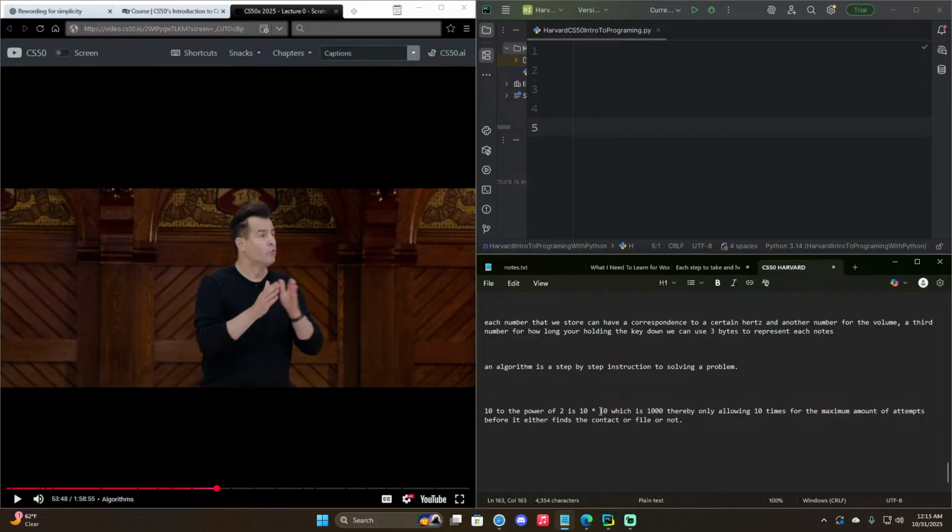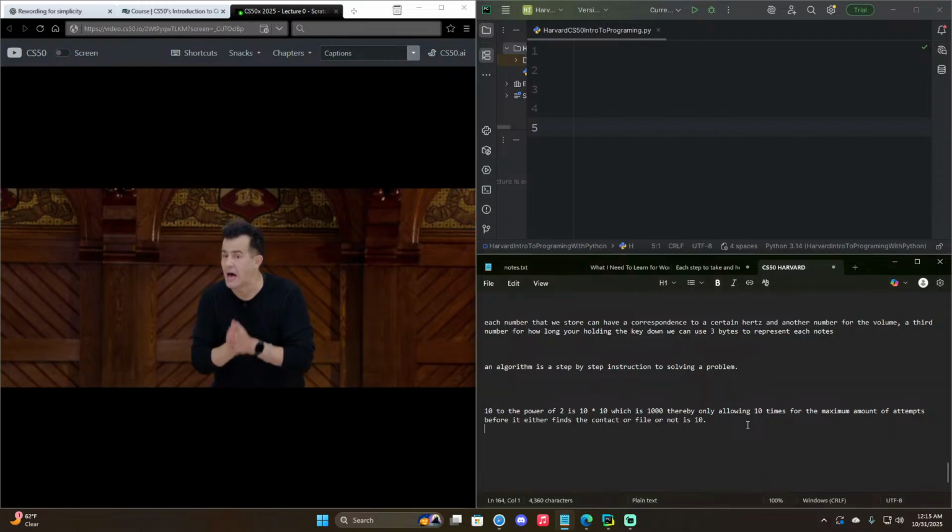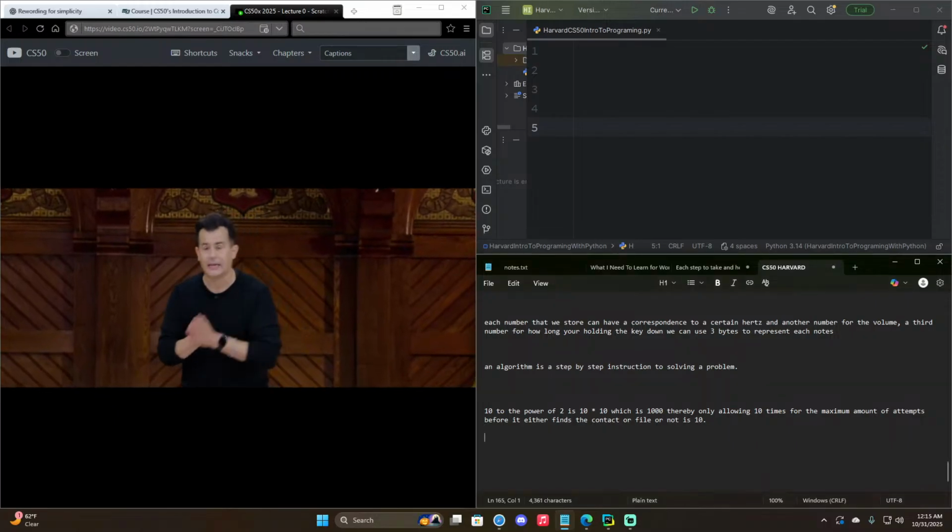So 10 to the power of 2 is 10 times 10, which is 1,000. Thereby only allowing the maximum amount of attempts before the computer either finds a contact or the file is 10. Literally halving the problem again and again.